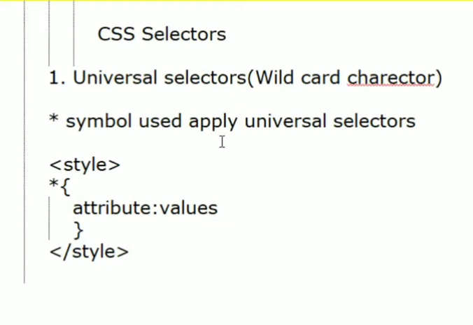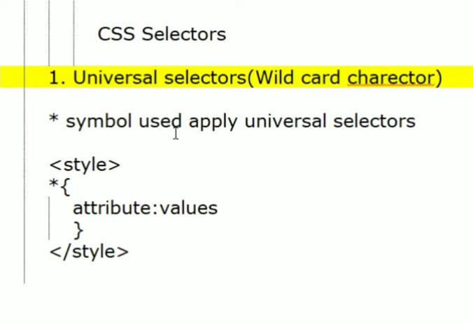The first CSS selector is the universal selector. In this video we will learn about the universal selector. In the next video I will explain the second CSS selector. The universal selector is called a wildcard character. This universal selector uses the star symbol.